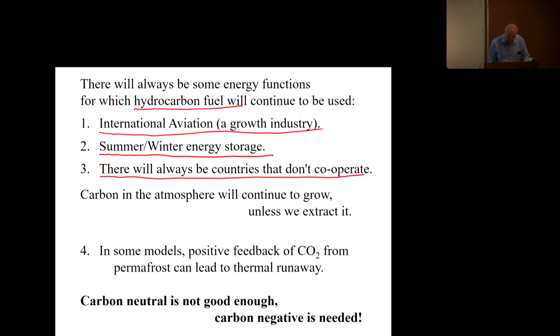And then there's a fourth thing to worry about, and that is that there are some very credible models that suggest that positive feedback of CO2 from permafrost can lead to a thermal runaway, which is to say that being carbon neutral will not help that. We actually have to go back and pull that historical carbon dioxide out of the air to prevent that. So it means we need carbon negative technology.